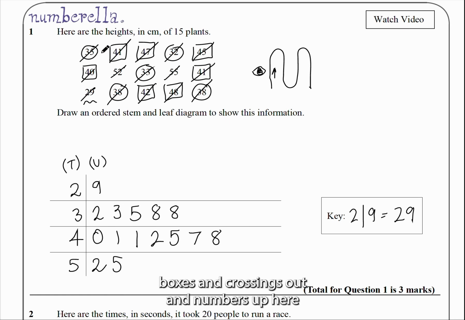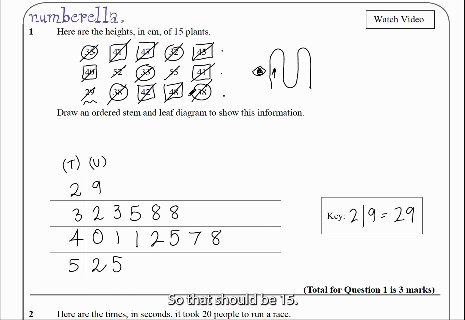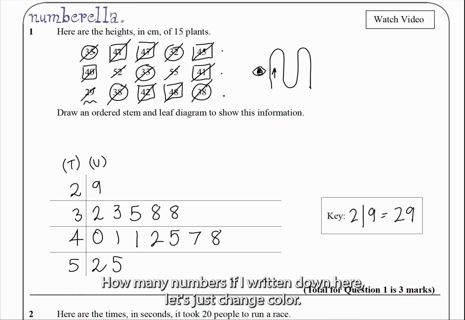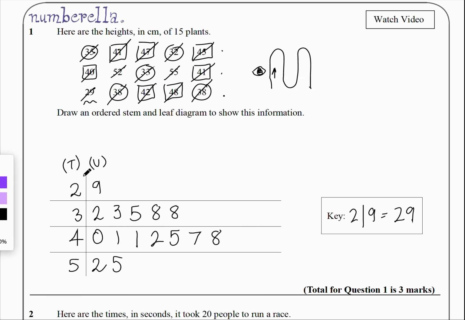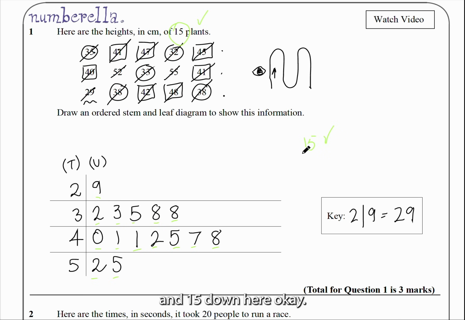Now, I should have the same amount of numbers here as I have boxes and crossings out and numbers up here. So I can see I've got 5 by 3, so that should be 15. How many numbers have I written down here? Let's just change colour. I've got 1, 2, 3, 4, 5, 6, 7, 8, 9, 10, 11, 12, 13, 14, 15. So I've done the right amount of data, 15 here and 15 down here. That's making sure I haven't missed anything out. I've done my key, and there we are. That should be enough for the 3 marks.